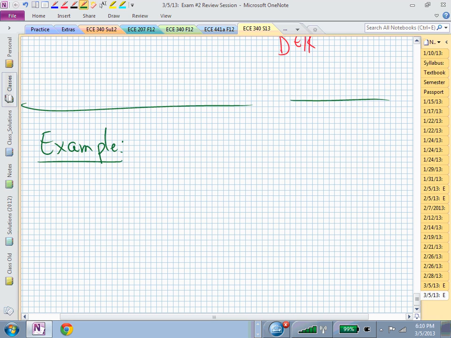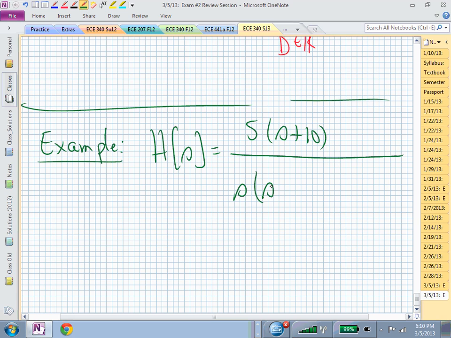All right, here's our system. H of S is 5S plus 10. So you better hope I have a good dinner tonight, huh? S plus 0.1, S plus 2.